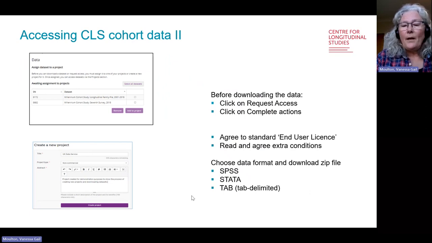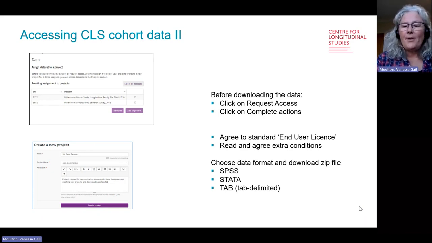So I've selected those. And then you'll need to assign your data to a project, either one that's already existing, if you've already logged in, or create a new project. You'll need to put in a title and the type of work that it is. In the main, it'll be non-commercial. Then write a short abstract of 100 characters or more. Before downloading the data, you'll need to click on request access, click on complete actions, agree to the EUL, the end user license, and read and agree some extra conditions. You can get the data in different formats, SPSS data or delimited. And then you can get the data.